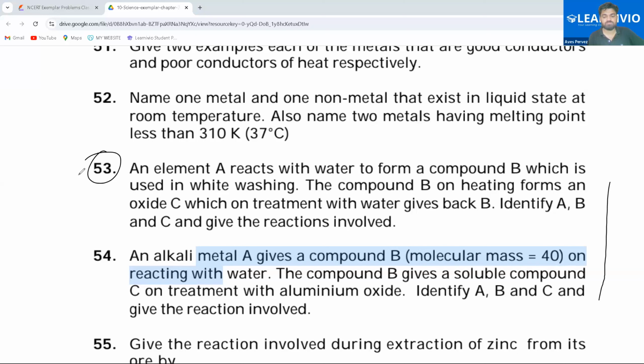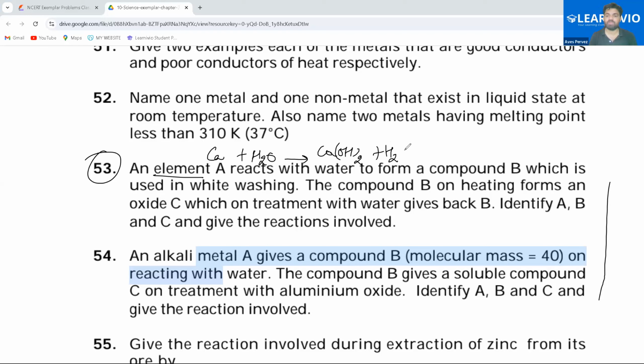Sir, element A is CaO, I know. Element B will be Ca(OH)2. What are you saying? Element A is either calcium; if it is an element, CaO is a compound. So it is calcium. When treated with water, what will it give you? Ca(OH)2 plus hydrogen gas. Yes, which is used in whitewashing. We use this one in whitewashing.